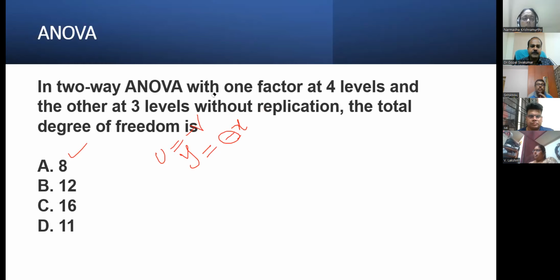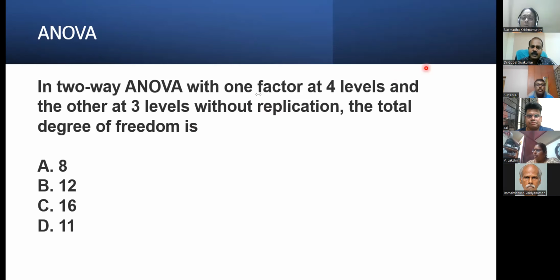Next question. In two-way ANOVA with one factor at 4 levels, another factor at 3 levels, without replication, what is the total degree of freedom? Will you be able to find the degree of freedom? In order to find the total degree of freedom, you should know the total number of readings or total number of experiments. Can you tell me what will be the total number of experiments? 12, 4 into 3, 12.